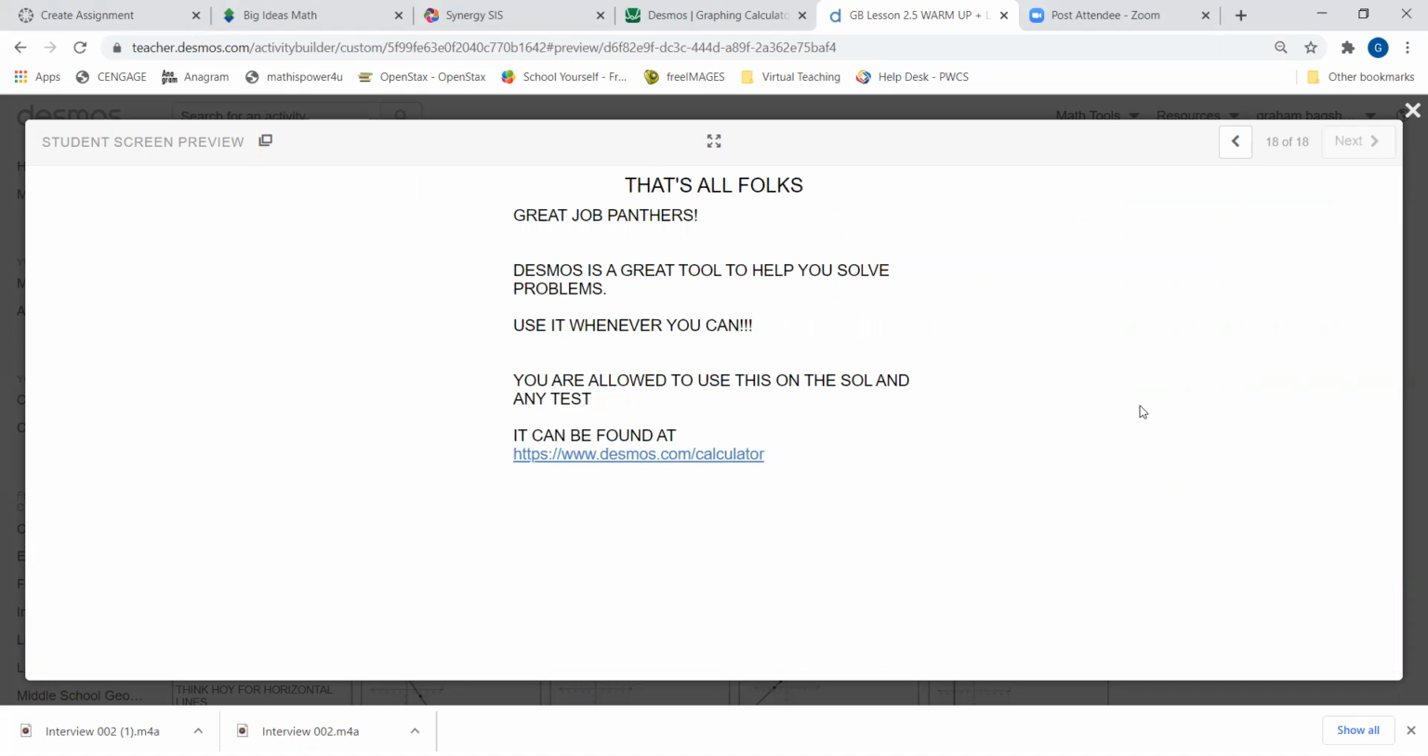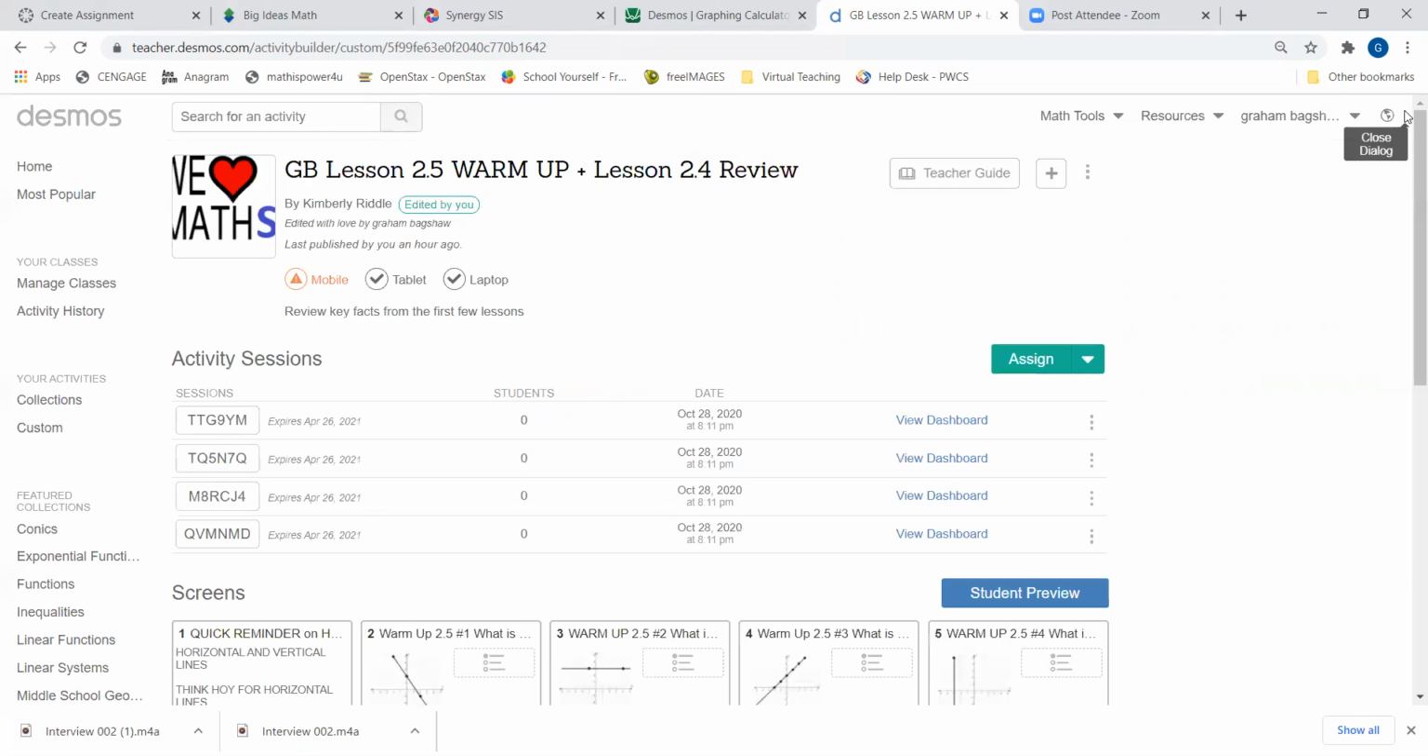And then that last slide, just a reminder that you've done a good job today. Don't forget that you can use Desmos. You're allowed to use it on the SOL and also on any test. So if you have the option and you can, try and use it as much as you can. It will certainly be there to help you solve problems. That's the review for this lesson. Go make sure you understand all those key little concepts because they're kind of going to be important while you're working on your tests.